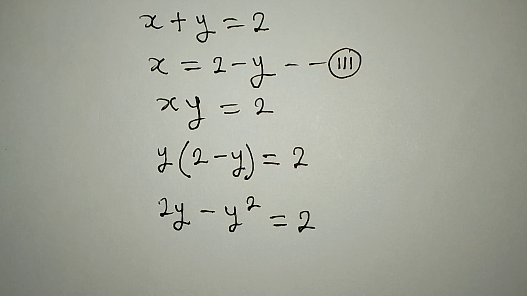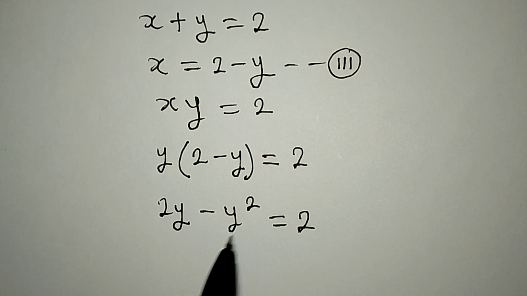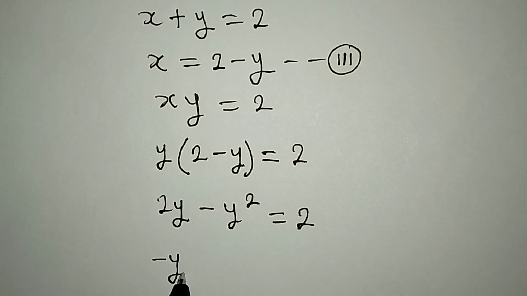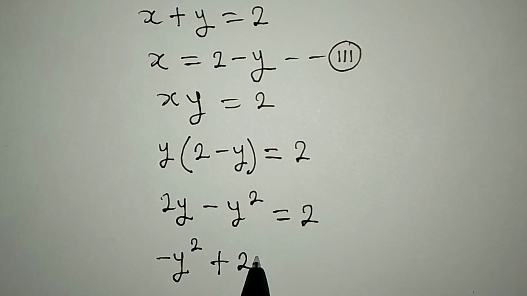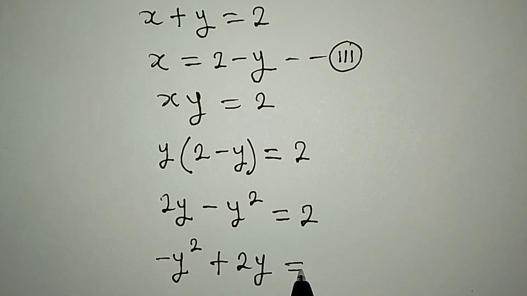Now, by the law, the term with the highest power should come first. So I'm going to write minus y to the power of 2, then plus 2y, equals 2.